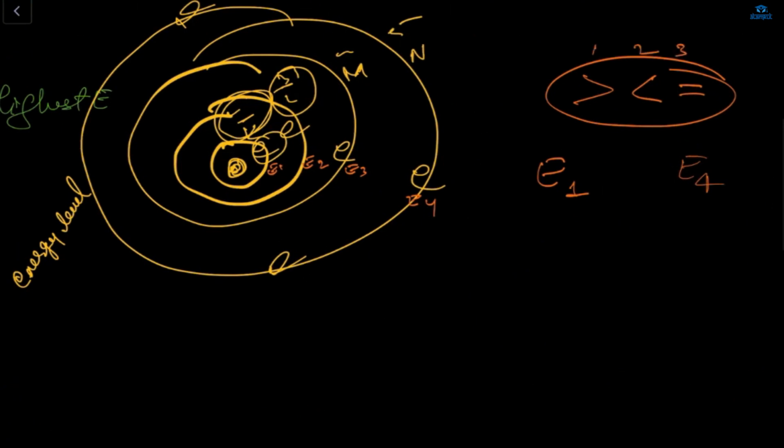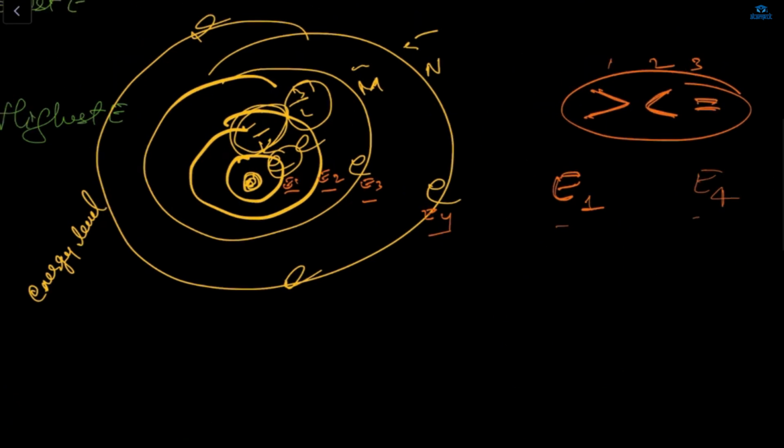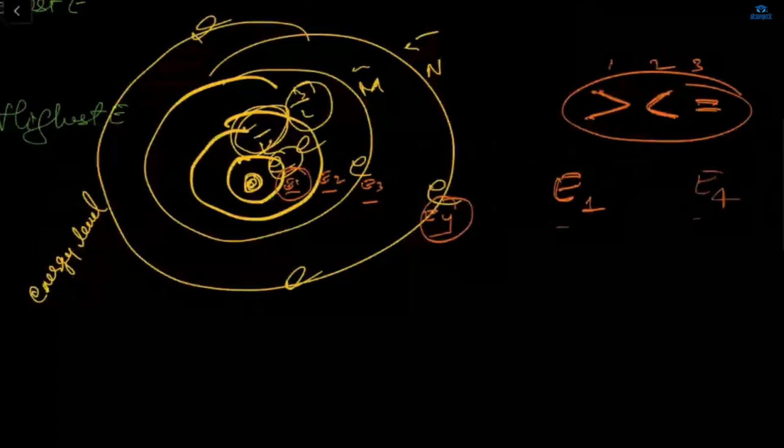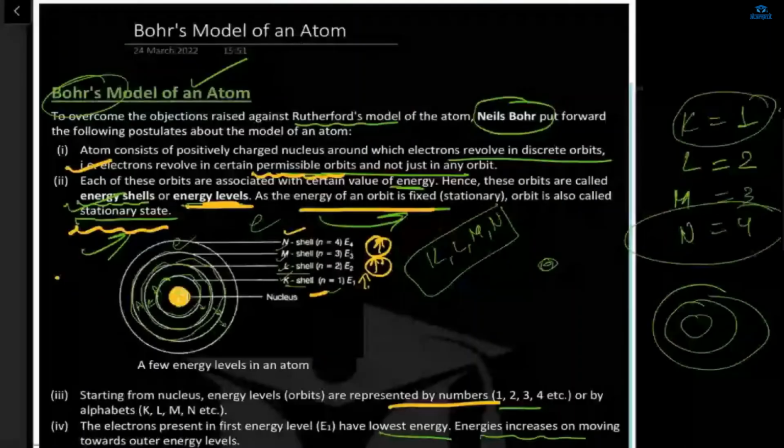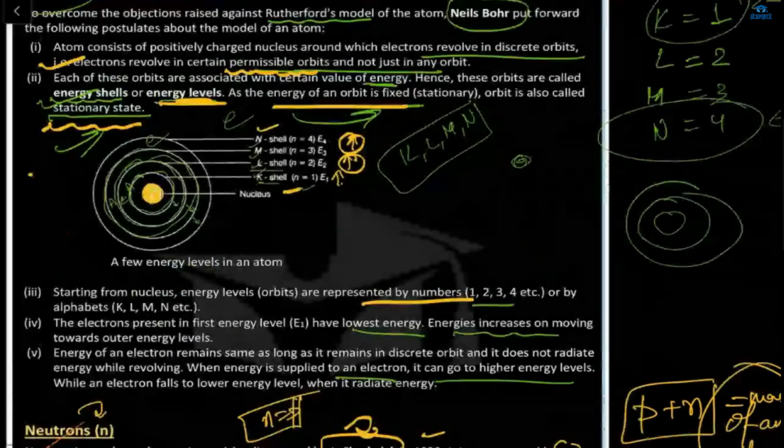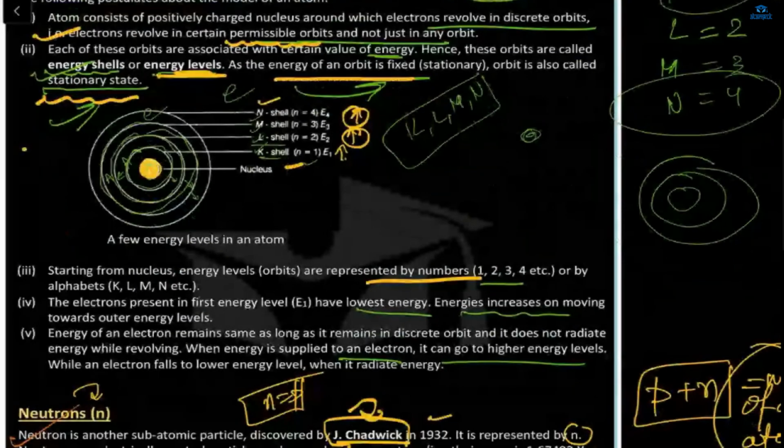Okay, so this is my energy E1, E2, E3, and E4. If I have to compare the energies between E1 and E4, which symbol should I choose? The first one, second one, or third one? Ma'am, the second symbol. Second one, yes, good, because E4 has more energy than E1. So that's what this point is telling us, that the first energy level has the lowest energy, and energy increases as you keep going to the outer energy shells.